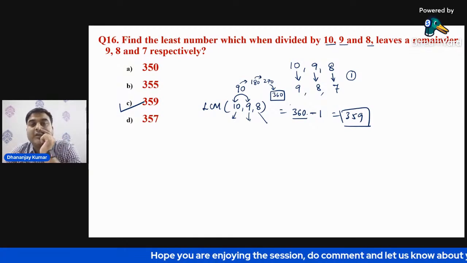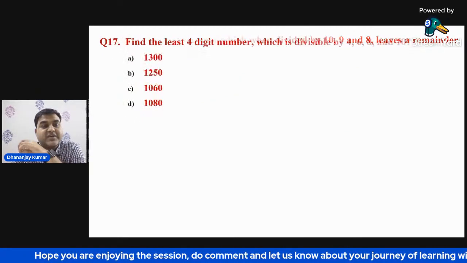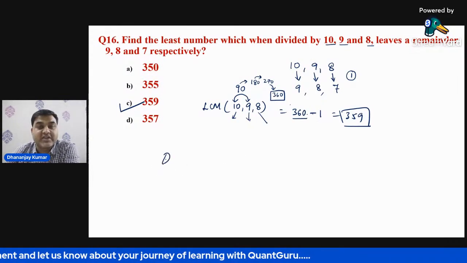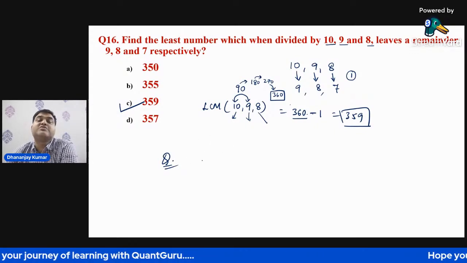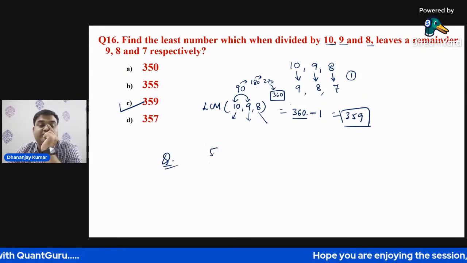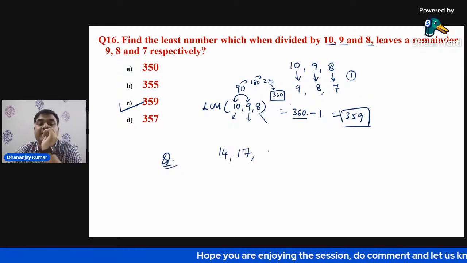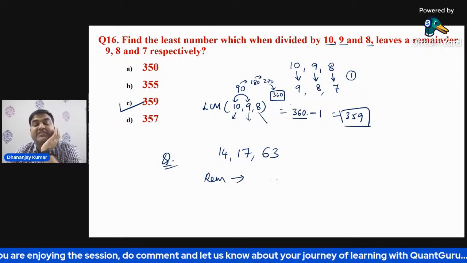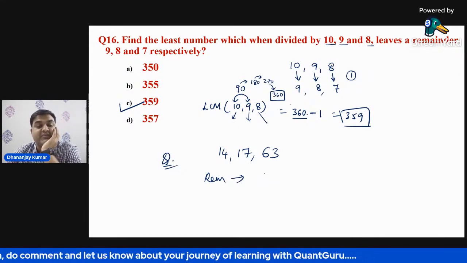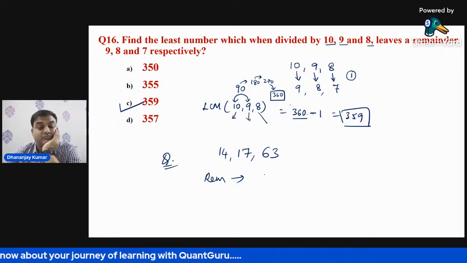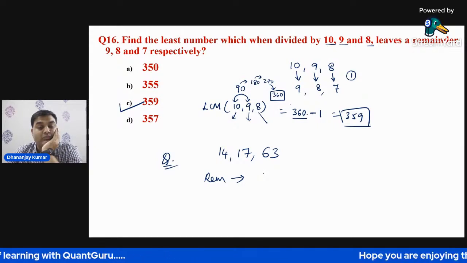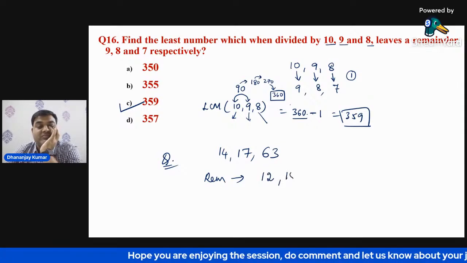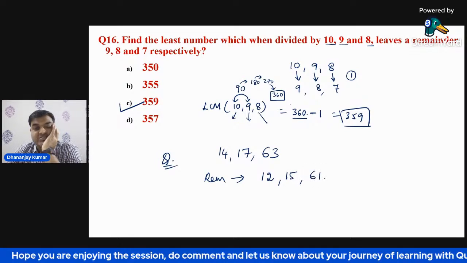Just to summarize once again, because all the questions will be asked in a similar way, wherein the remainder, if they will ask another question, as find the least number which when divided by, suppose 14, 17, and 63 leaves a remainder as, suppose they are telling leaves a remainder as 12, 15, and 61.